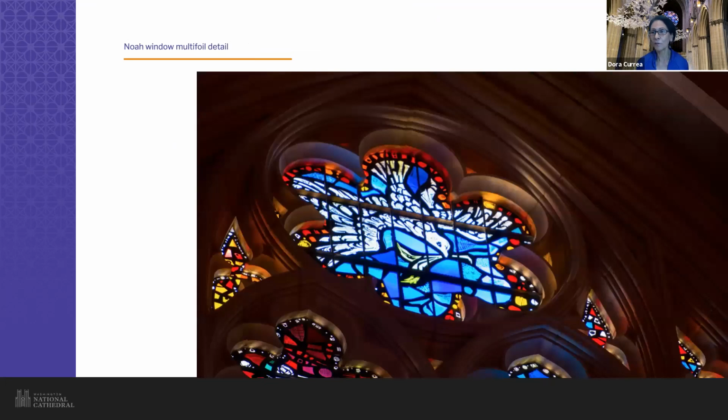This is the multifoil of that window, and here you can appreciate its spectacular and dynamic colors. This is one of many doves that we will see in this presentation. This dove signaled to Noah that the floodwaters had subsided and that the land and a chance for renewal were ahead.